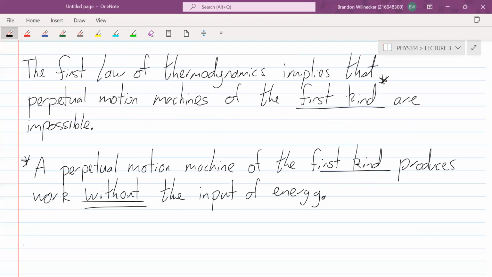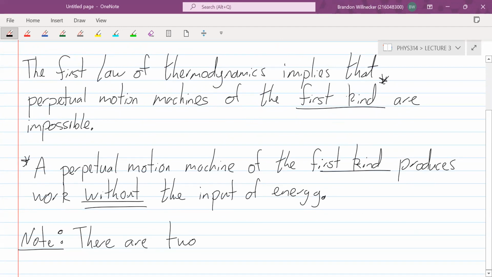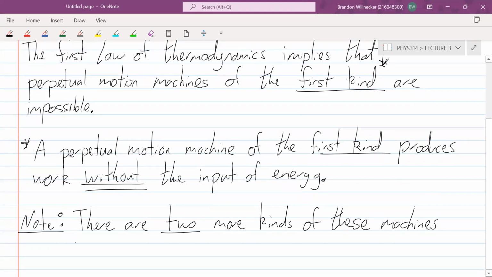Okay, just a little note on that. Note. There are 2 more kinds of these machines that we will discuss later.